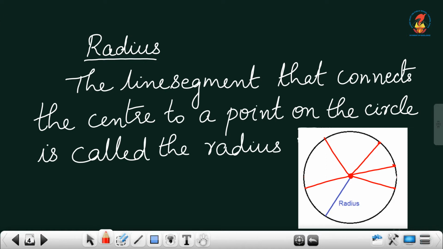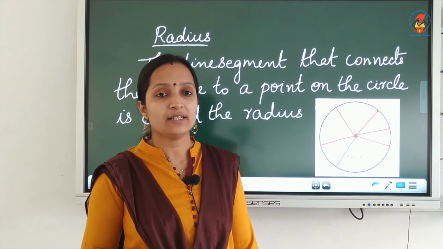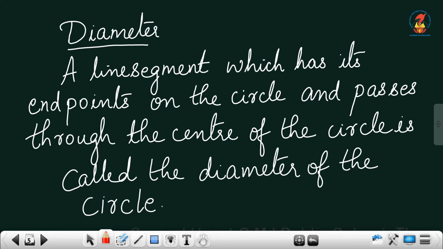We can draw infinitely many radius, okay? But a circle is having only one center. We can draw any number of radius in a circle. I hope it's clear. Now, next one is diameter.